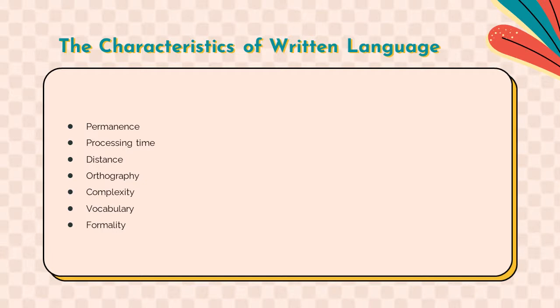Next is complexity. Written language has more complexity, called the nature of clauses. It has longer clauses and more subordination. Next is vocabulary. In order to understand a text, readers need to know the meaning of individual words. And the last is formality. It refers to the prescribed form that certain written messages must adhere to.